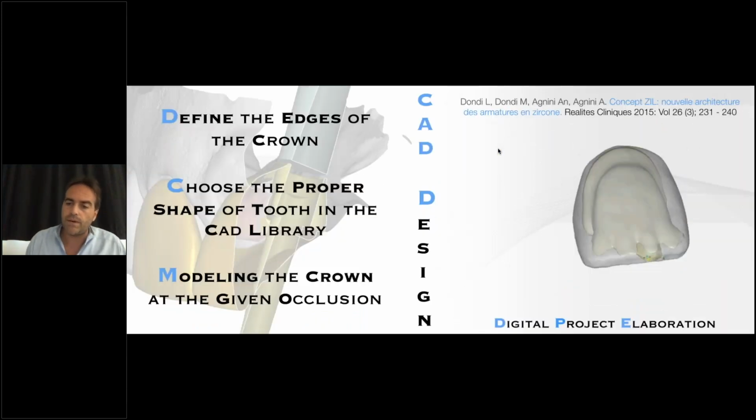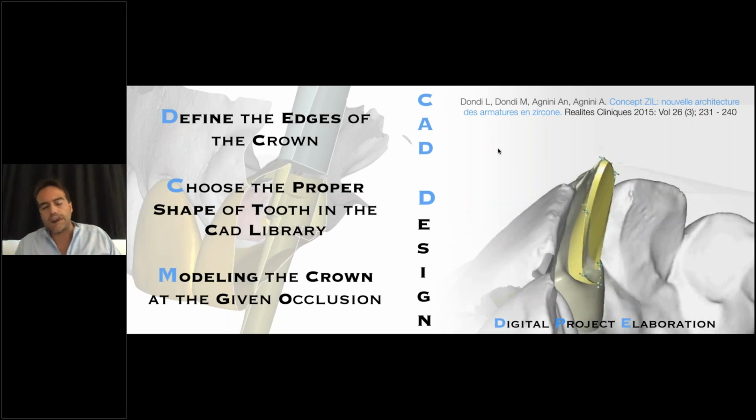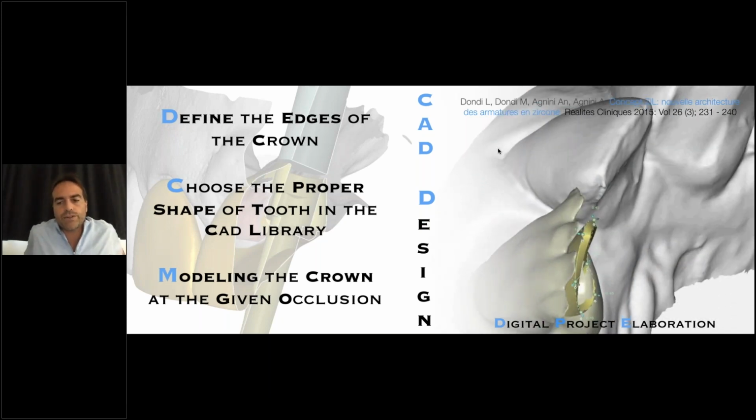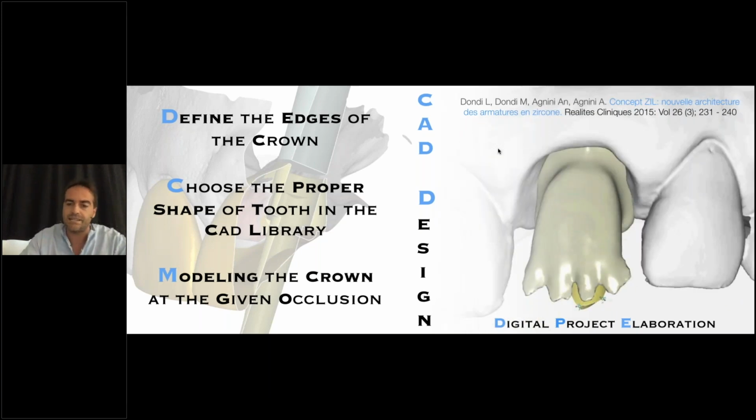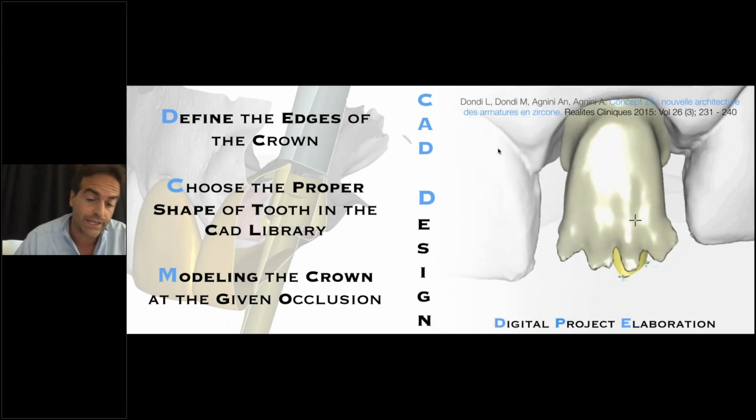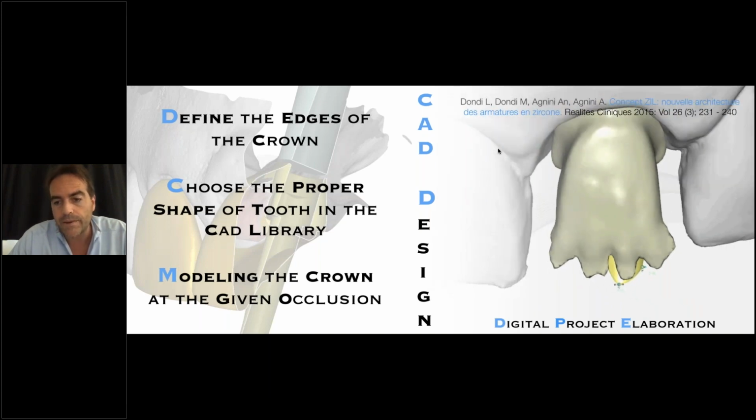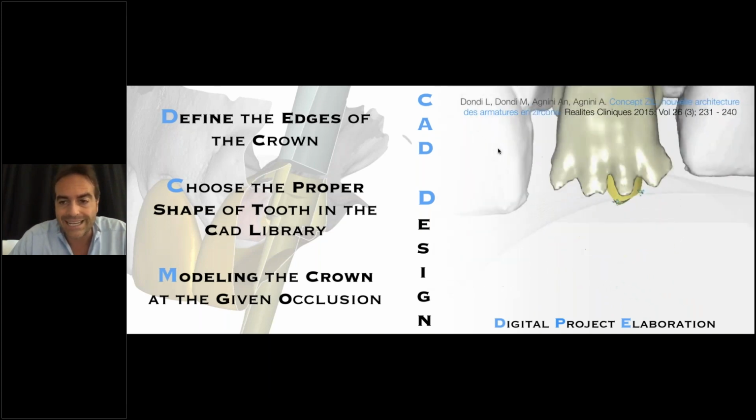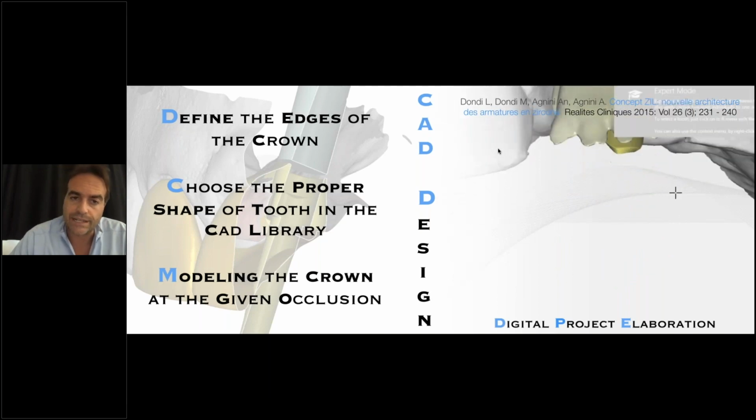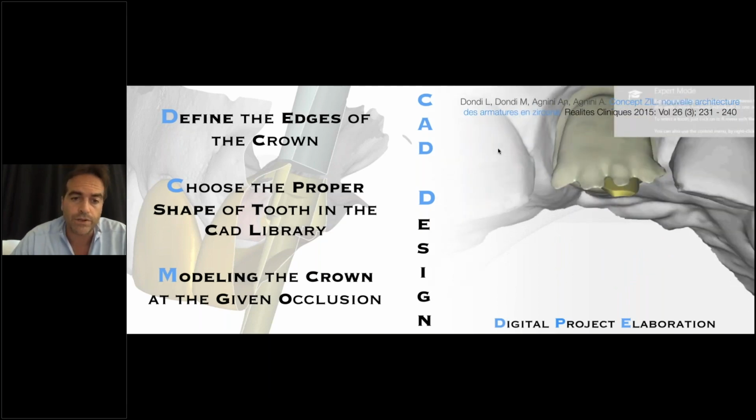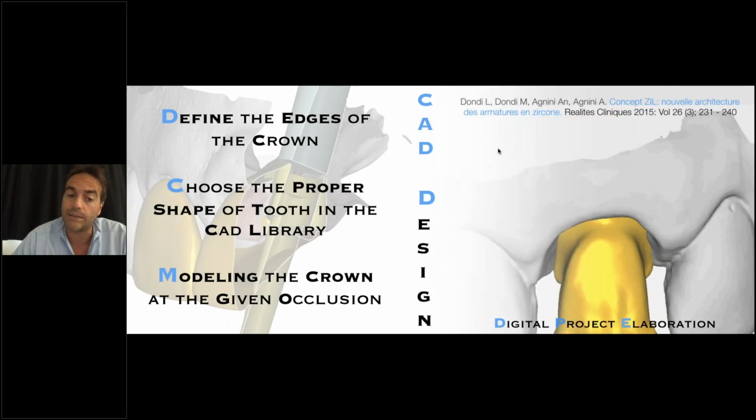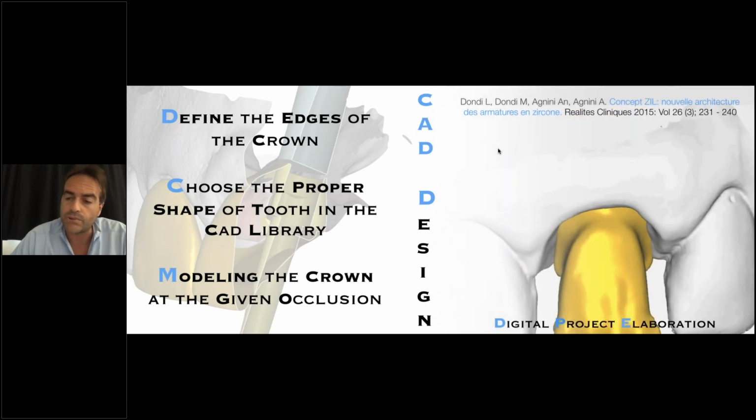At this moment, once we understood all of these importance, the best fit has been done. The titanium base has been chosen because it is the one related to the scan body that we have utilized. The lab at the CAD can design the final restoration, defining the edges of the crown, choosing the proper shape of the tooth in the CAD library, and modeling the crown at a given occlusion.